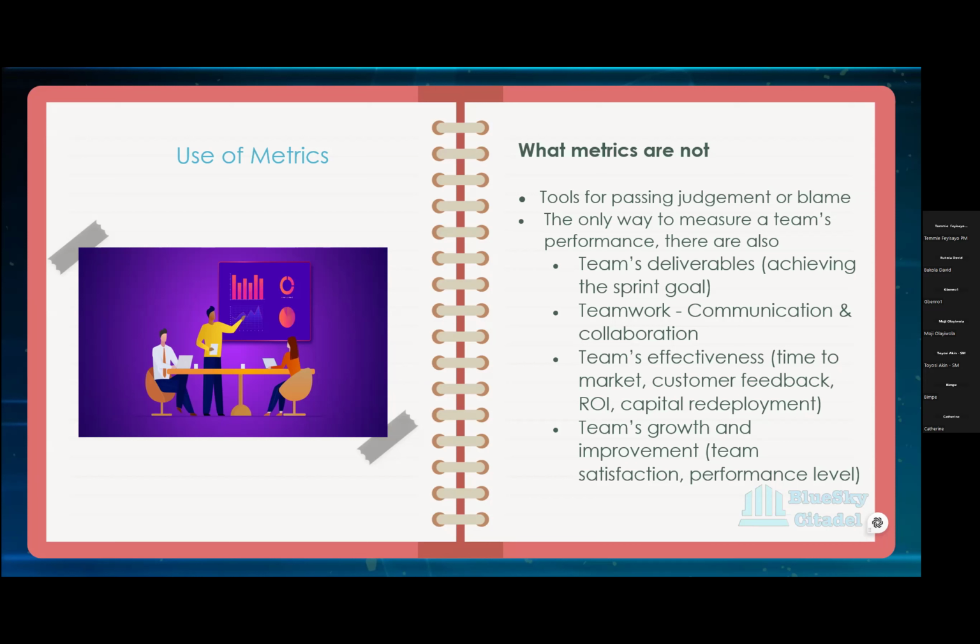That is team effectiveness, which you can use to measure the performance of a team, not just the metrics alone. And also you have the team's growth and improvement. This is what we sit down as a team to look at at the end of maybe every sprint: are we satisfied with what we've done? The feedback we're getting, is it bringing us satisfaction? And also improving our performance level. This is what we've received. This was the feedback we got, and all that.